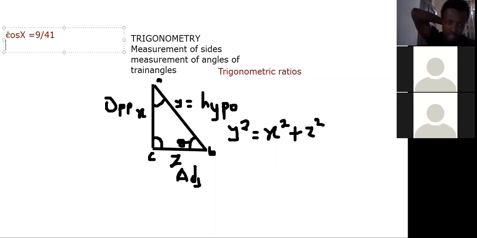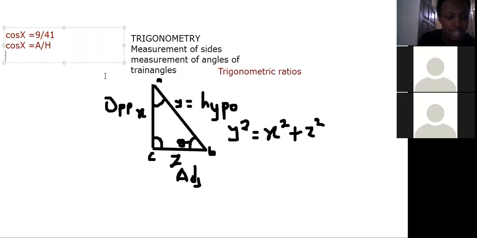So the other 5 trigonometric ratios, like the sine, the tan, and so on, we should determine them using the same thing. But looking at cos x is 9 all over 41, cos x is adjacent all over hypotenuse. Do you understand? Cos x is equal to adjacent all over hypotenuse.